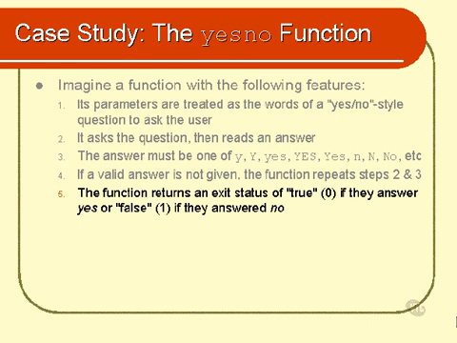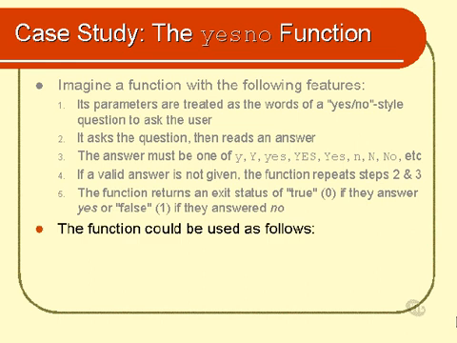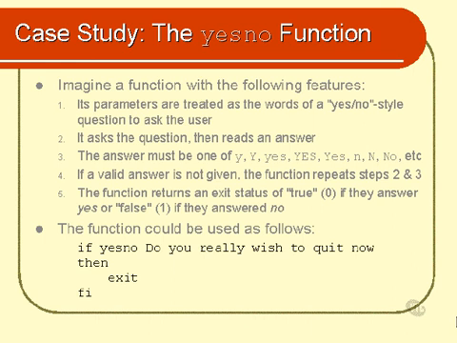So finally they will have hopefully answered a yes or a no. The function will return an exit status of true, or 0 of course, if they answered yes, or an exit status of 1, which we'll interpret as false if they answered no. And then you might use the function in the following way. You could simply say, if yesno, do you really wish to quit now? And then if they answer yes to that, then the function will return true, which means the if statement will succeed, which means the exit will run. So essentially if they answer yes, then the shell script will exit.